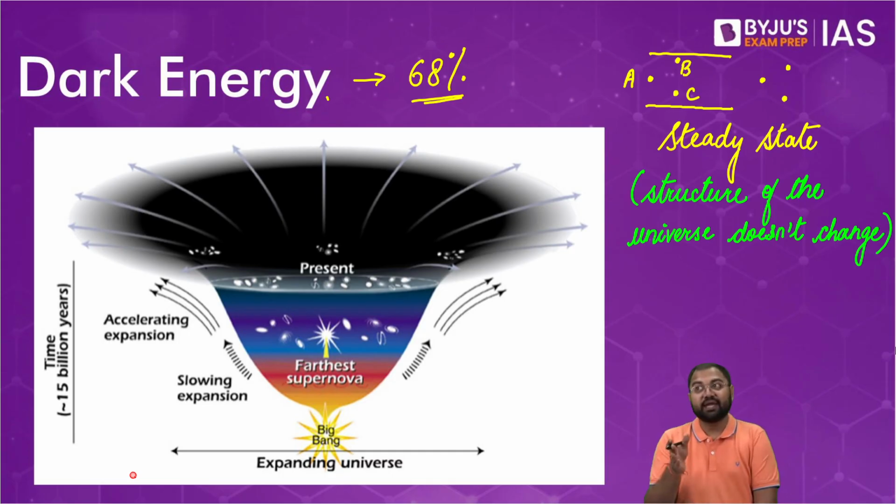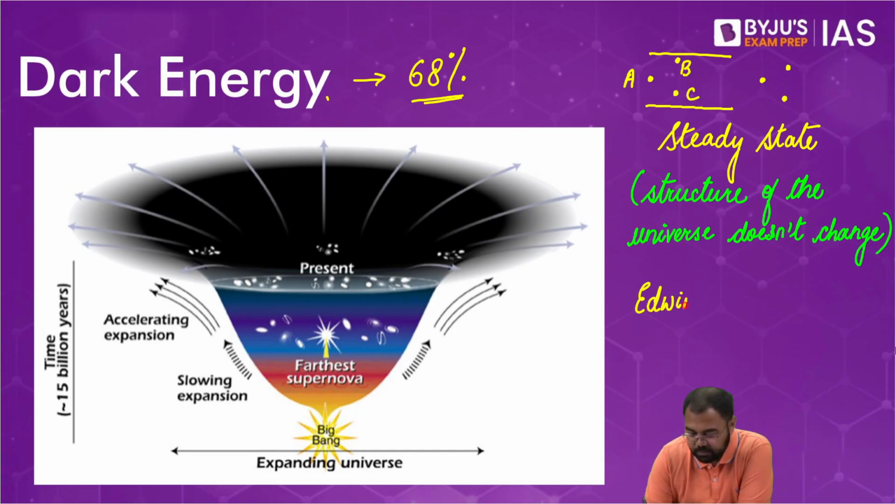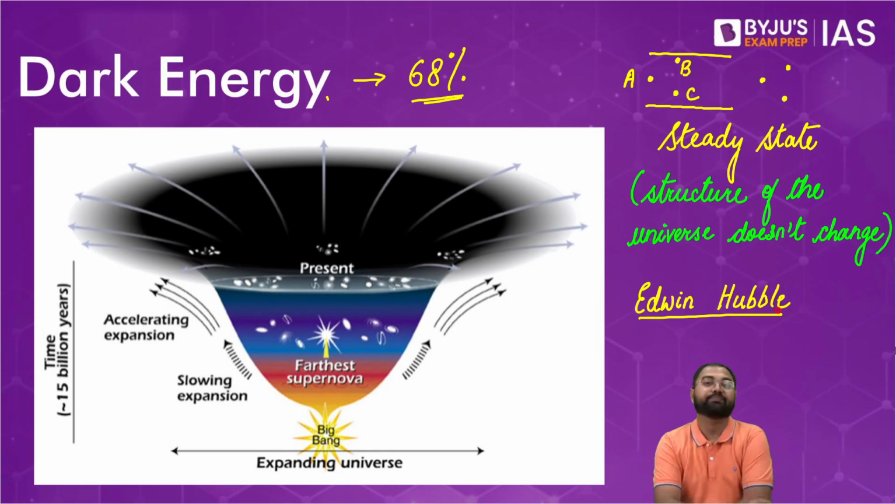Then almost 10, 12 years later, another scientist, I'm sure you have heard his name also, Edwin Hubble. Edwin Hubble also proved that the universe is expanding. Then Albert Einstein read the papers published by Edwin Hubble, and very famously said, this is the biggest blunder of my life. This is said to be Einstein's biggest blunder.